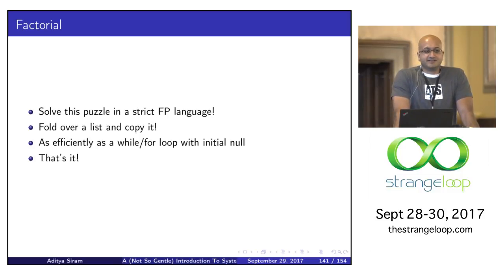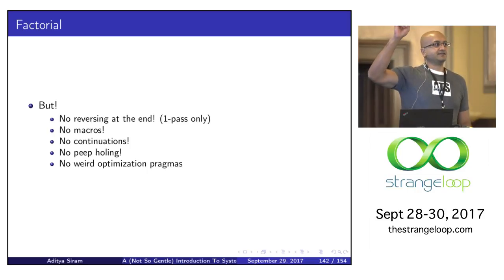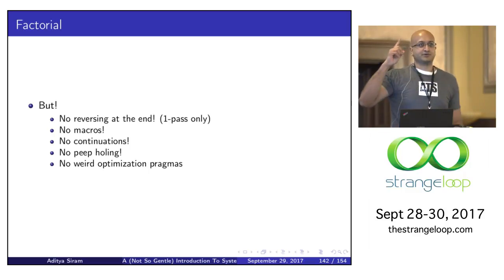Solve this puzzle in a strict functional programming language. Pick one, doesn't matter. Fold over a list and give me a copy of it. That's all you got to do. Make it as efficient as a while or for loop with an initial null that has in-place mutation. But here's the kicker. These are your constraints. You only get 1 pass, no reversing at the end. You can't iterate through this list and start accumulating things and then reverse it and hand it back to me. That's more than 1 pass. And it's not more efficient than a while or for loop.